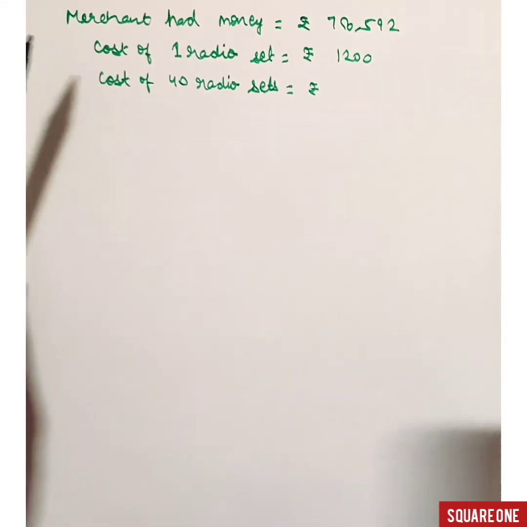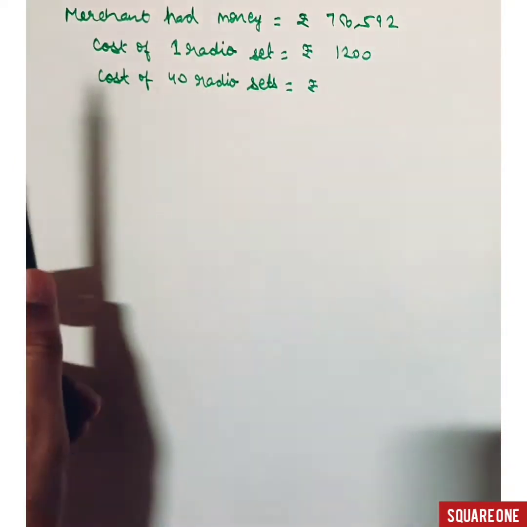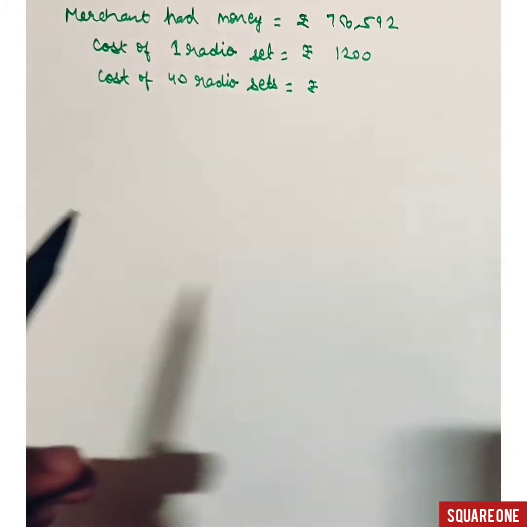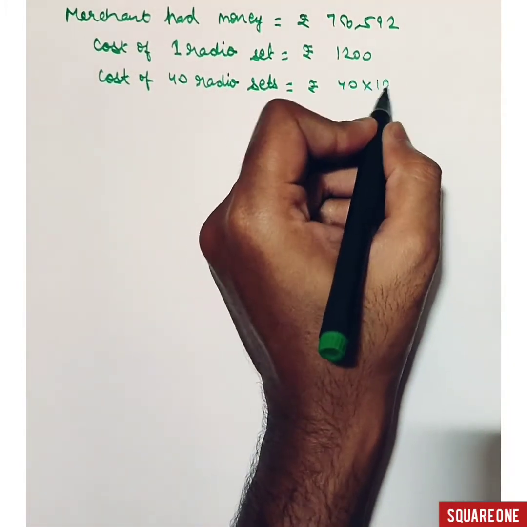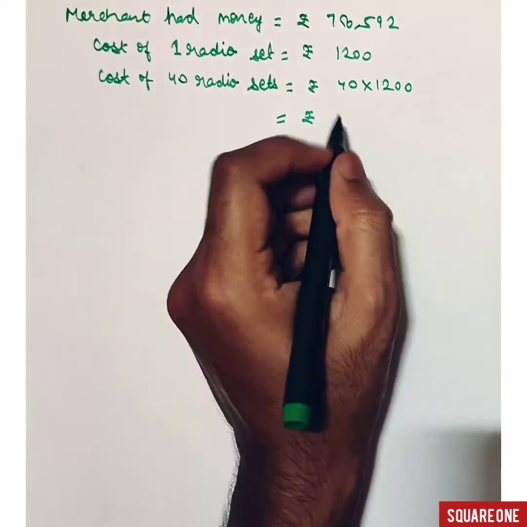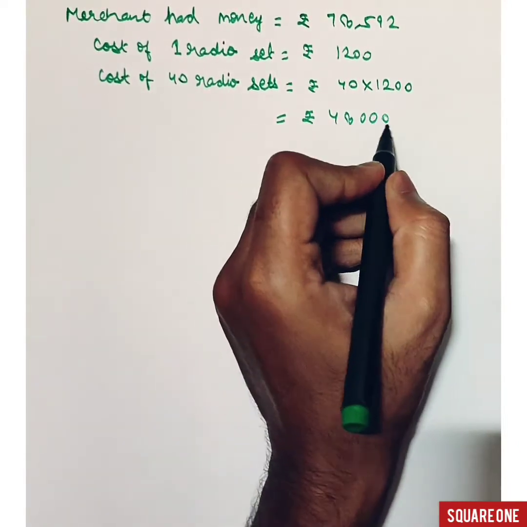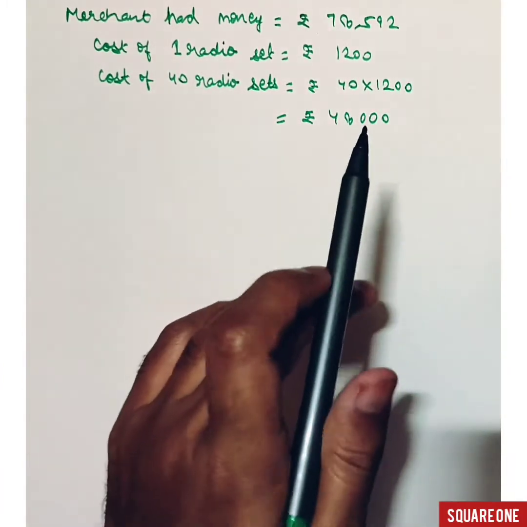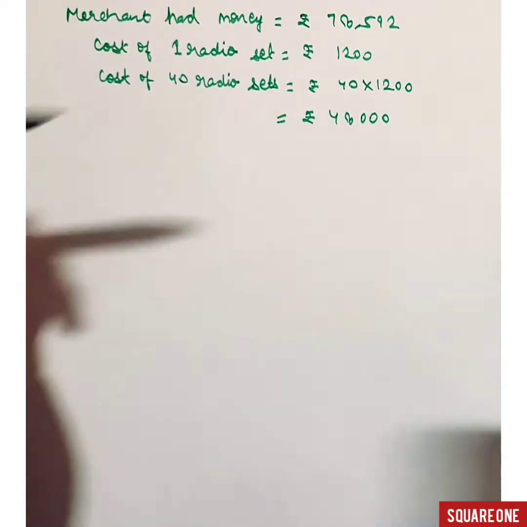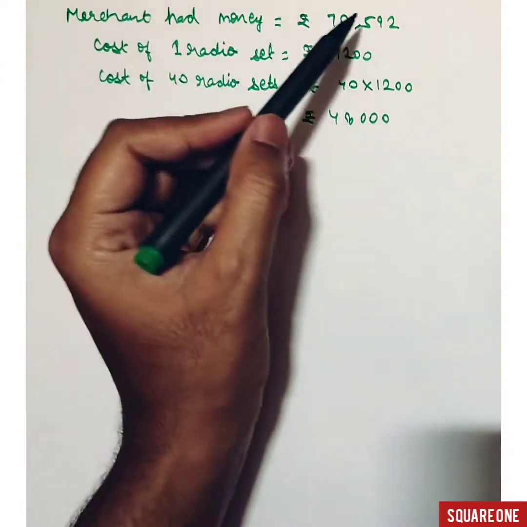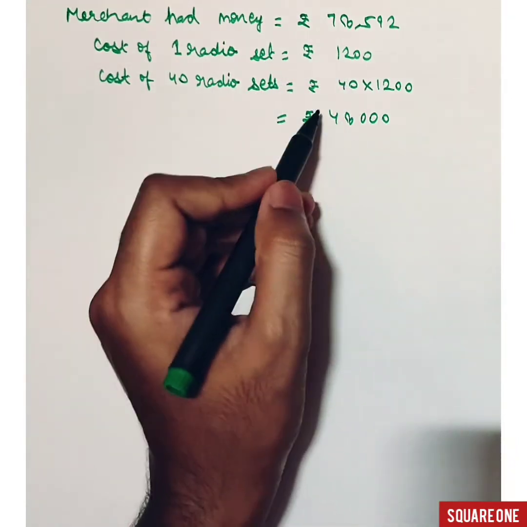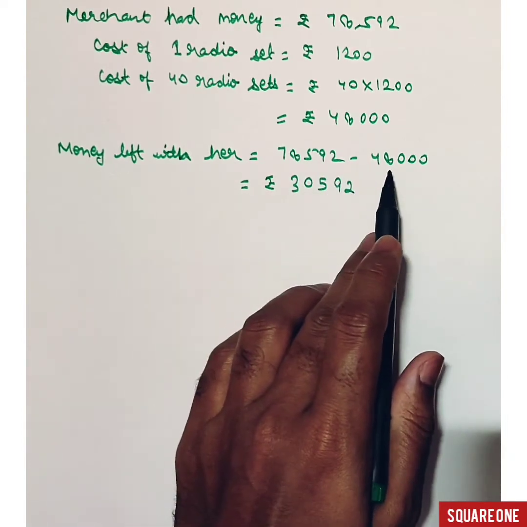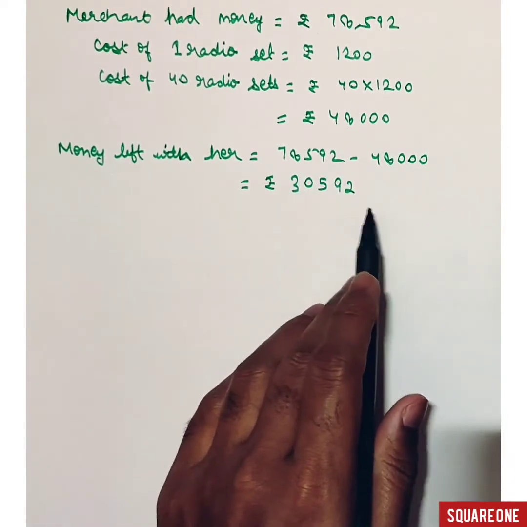Now the merchant had money equal to rupees 78,592. The cost of one radio set is rupees 1200. Then the cost of 40 such radio sets will be 40 multiplied by 1200. We multiply both the numbers and we get the answer as 48,000, which is the cost of 40 radio sets. Now she pays this much money. So the money she has left is the difference between these two numbers. She has this much money with her and she pays this much. Then the money left will be 78,592 minus 48,000, which is equal to rupees 30,592.